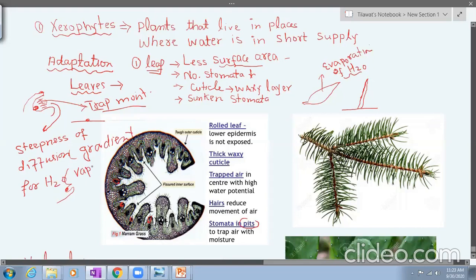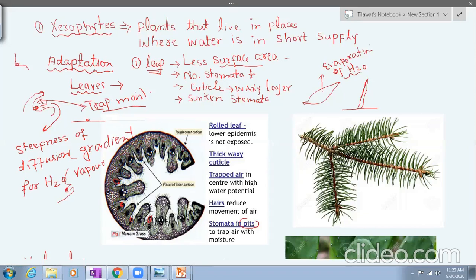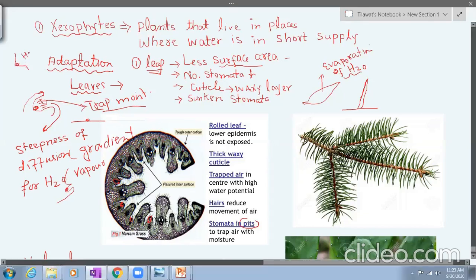What does this mean? Let me give you another example. Here, this is the stomata, and this is exposed directly to wind. So there is no water molecule outside, right? It means the outside area is dry. If the outside area is dry and inside there is water vapor, then by the process of diffusion, water vapor will move to that dry region easily.